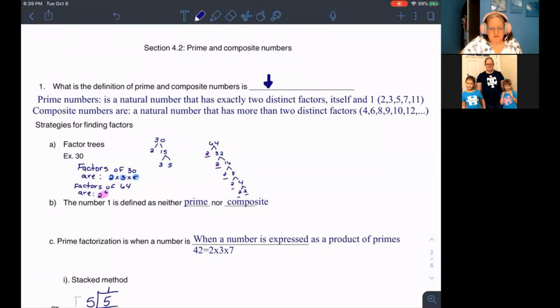Now, composite numbers are natural numbers that have more than two distinct factors. So if we have 6, you have 1 and 6 and 2 and 3. So that's more than the 2 of a prime, so it's considered a composite.